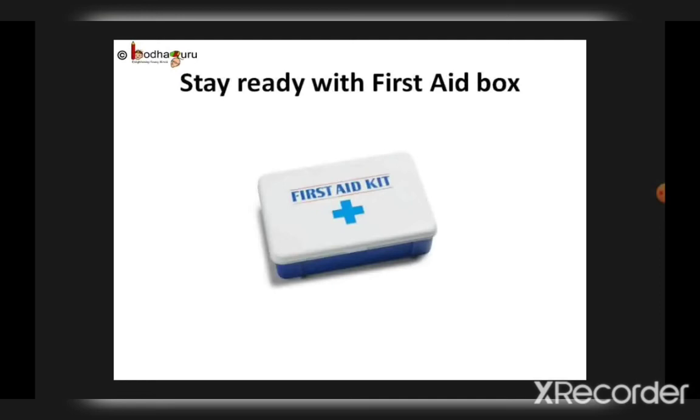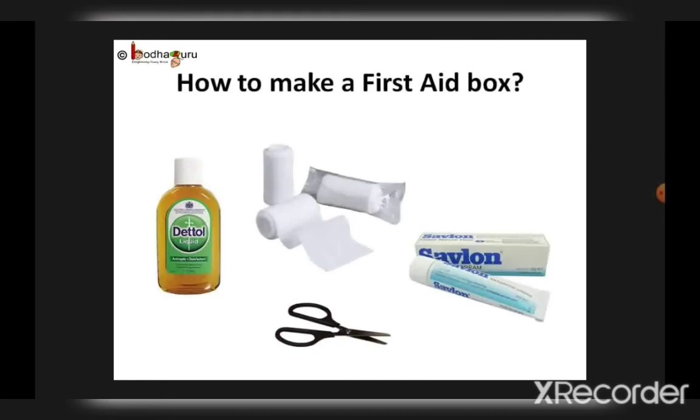People put a plus sign on the box so that they can recognize the box easily. Plus means doctor. What do we need for a good first aid box? We need antiseptic like Dettol or Spirit, an antiseptic cream, cotton and gauze bandage to cover the wounds, a small scissor to cut the bandage. You can find these in any medical shop.